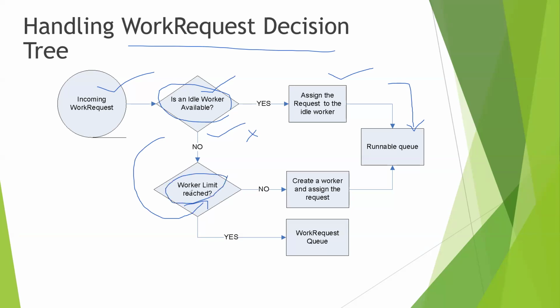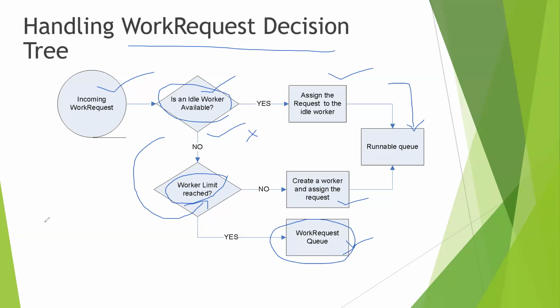If the worker limit has been reached, then the work request goes into the queue, right? So it will be in the queue until a worker thread is available. If the worker limit is not reached, create a worker and assign the request, right? So this is how the flow will be. If the worker limit is reached, the request will wait until a worker is available, right?